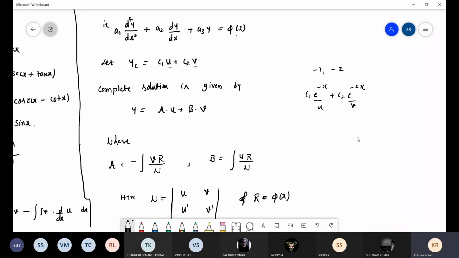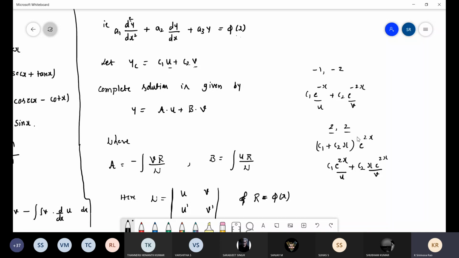For repeated roots, for example 2 comma 2, how will you write yc? It is c1 plus c2x whole multiplied by e power 2x. This is the way we write yc for repeated roots. Multiply e power 2x and remove the bracket: you get c1 e power 2x plus c2 x into e power 2x. Now take e power 2x as u, and x into e power 2x as v. Anyhow you will get two terms that you can take as u and v.